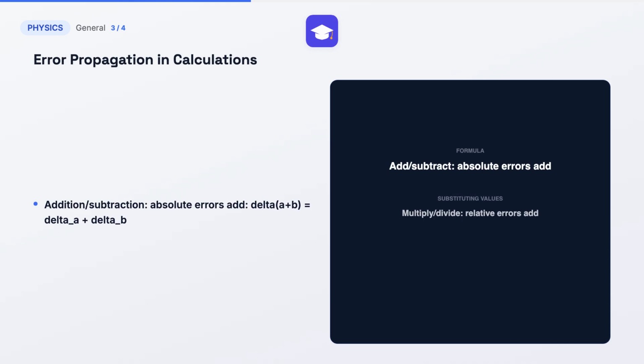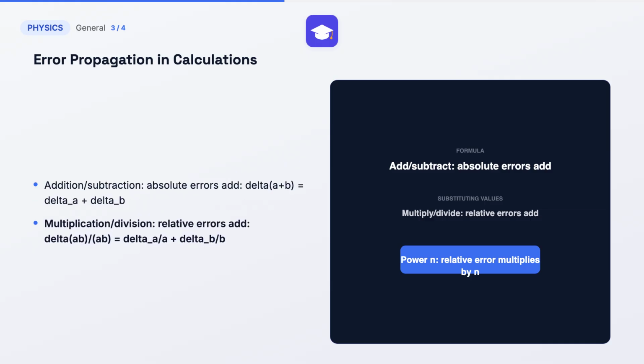When quantities are added or subtracted, their absolute errors simply add together directly. Delta of a plus b equals delta A plus delta B. This holds true regardless of whether the original quantities were themselves added or subtracted. When quantities are multiplied or divided instead, it's their relative errors that add together.